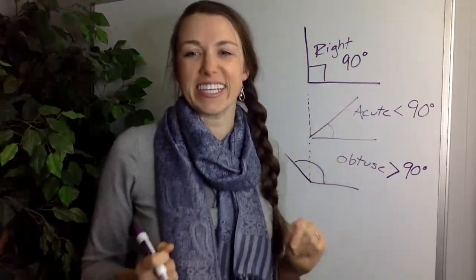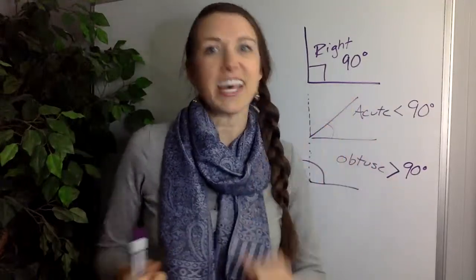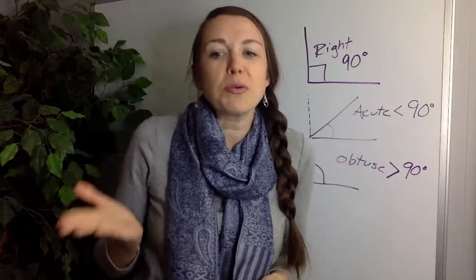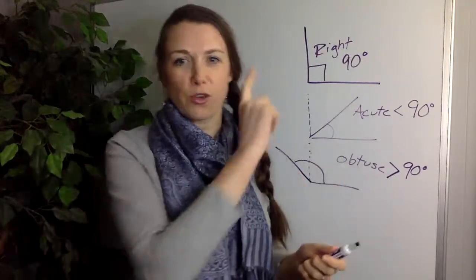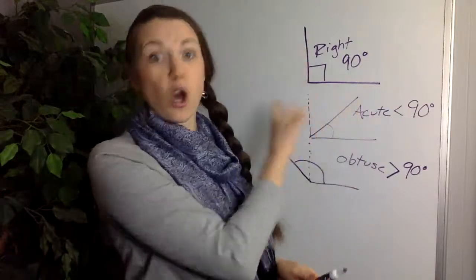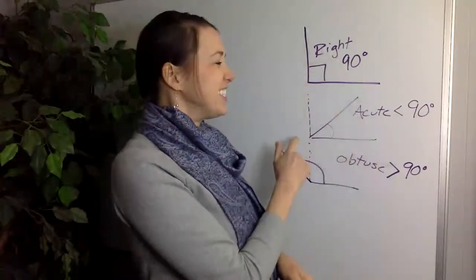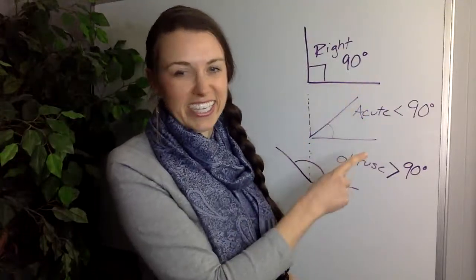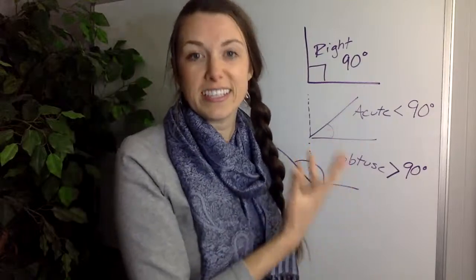I know it's so silly, but acute, obtuse and right. That's how I remember it, and I hope that it helps you remember what the different angles are. So right is always 90 degrees. Acute is always smaller than 90 degrees. Obtuse is always going to be larger than 90 degrees.